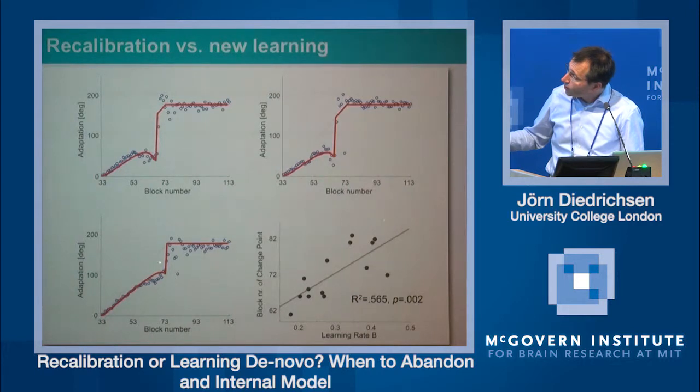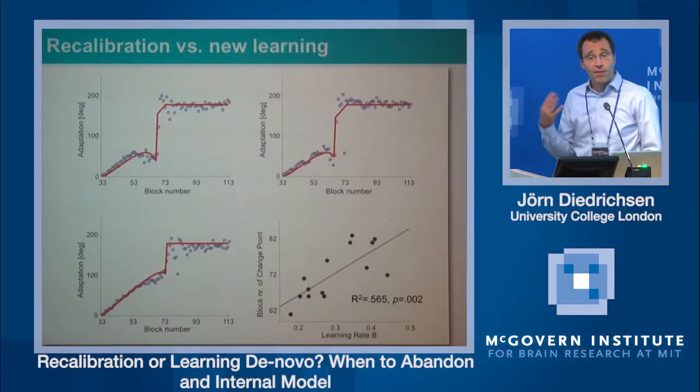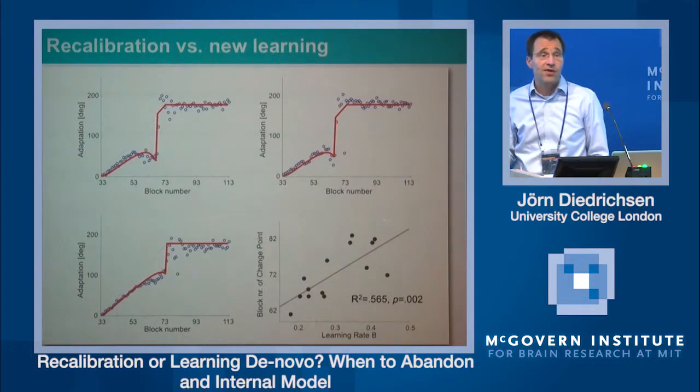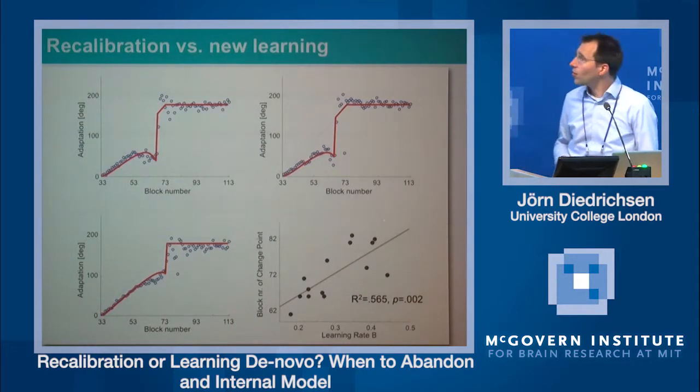meaning that people who learned a lot, like this subject, they stay very, very close to the imposed rotation, they were actually also a subject that switched relatively late. Here's a subject that didn't learn very much, that fell behind very quickly, and that one switched much earlier than this subject. So there's some evidence, maybe it's the error size that's really the driving signal for the system to abandon a current internal model.